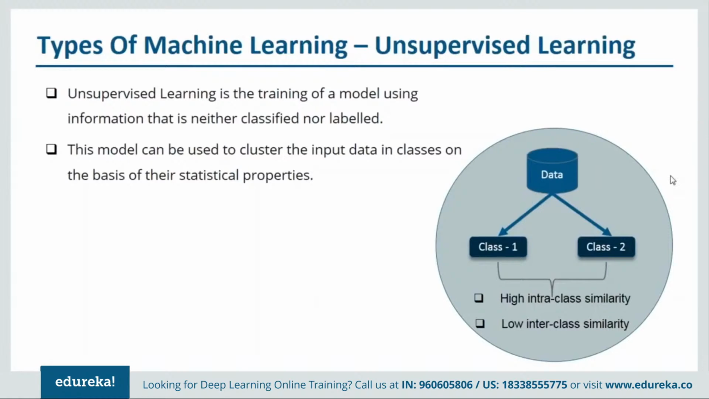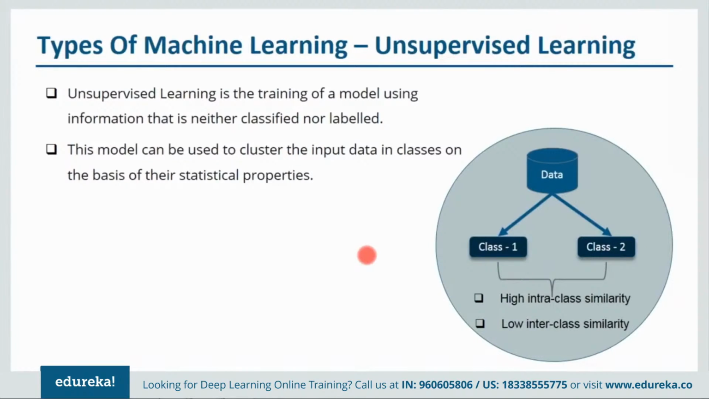Now in unsupervised learning, unlike supervised learning, you don't have any predefined classes. So what happens, you have data. On the basis of that data, you try to create your own class. You try to make sure that whatever class you create has high intra-class similarities and low inter-class similarities. That means if I've created two classes, class 1 and class 2, the elements of this particular class should have high similarity, but at the same time, it should have low similarity with the elements of class 2.